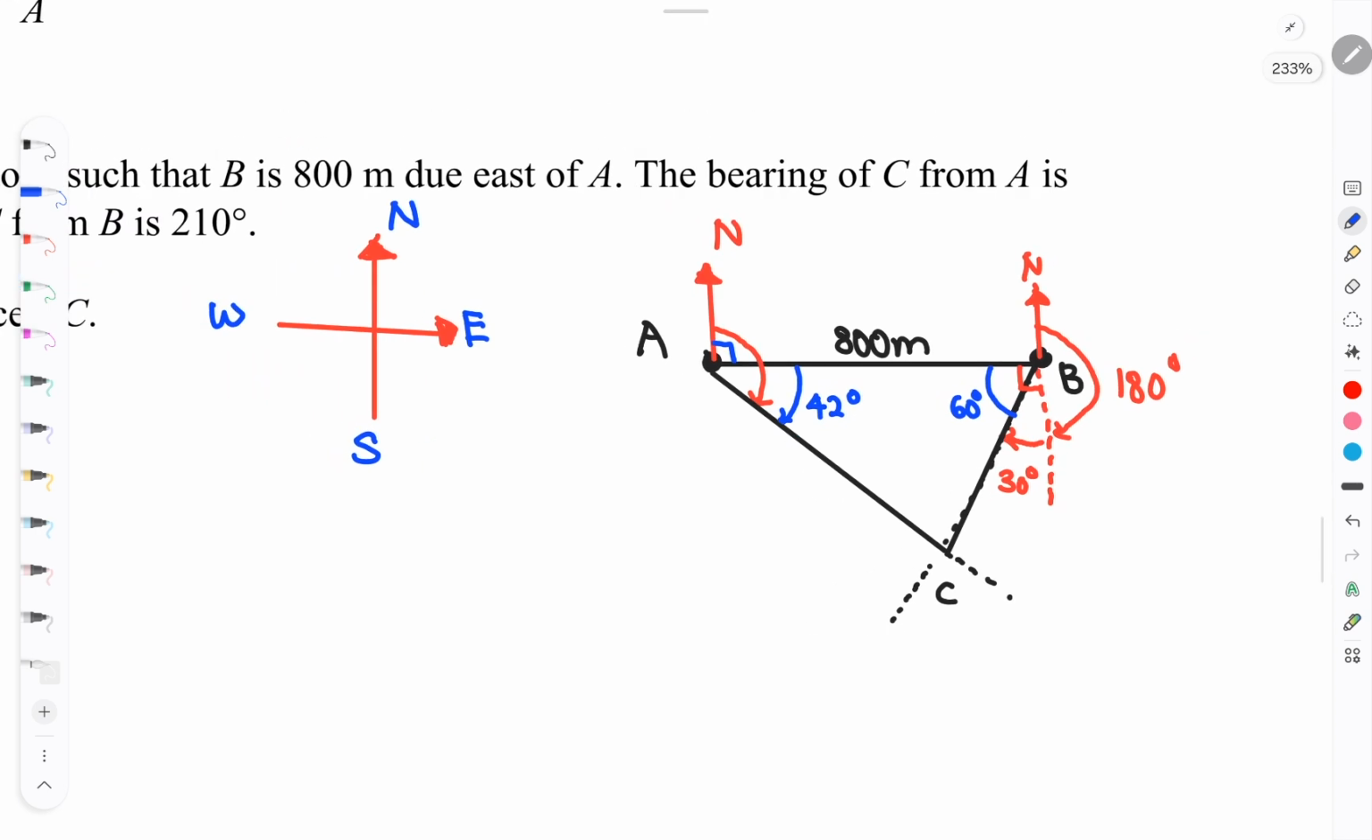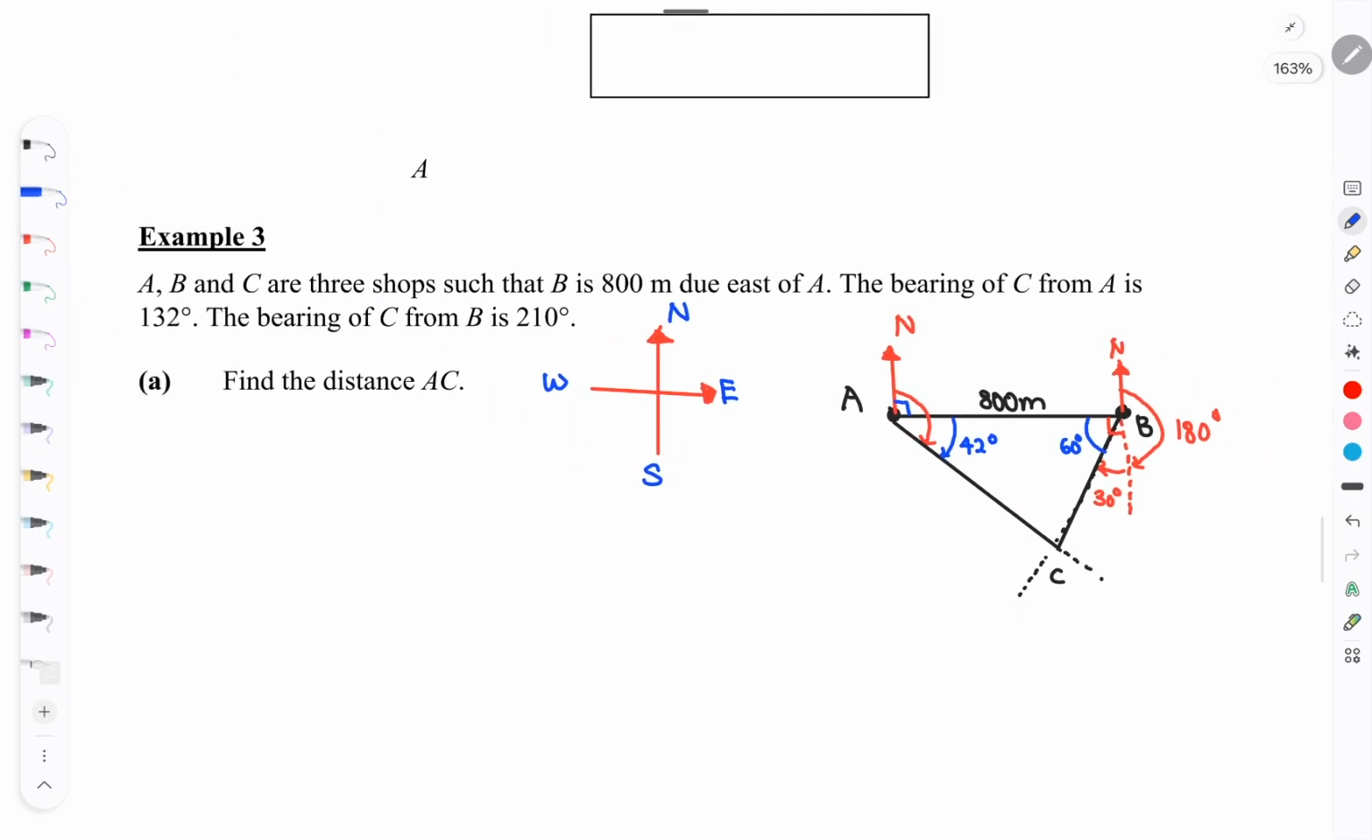How I get 42 is just 132 minus 90 degrees. Okay, so with this, I can actually find my angle ACB, which equals 180 degrees minus 60 degrees minus 42 degrees, which equals 78 degrees. So I write down what I know first. This is 78 degrees.